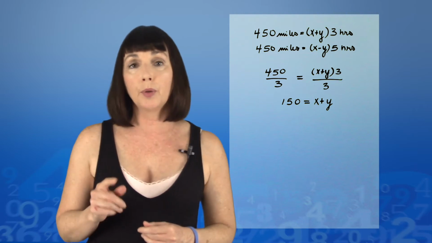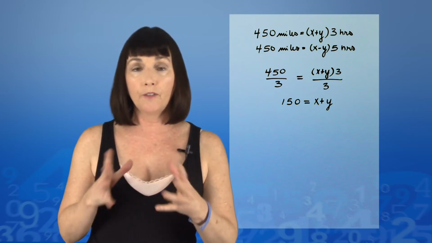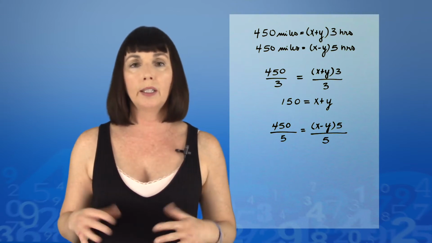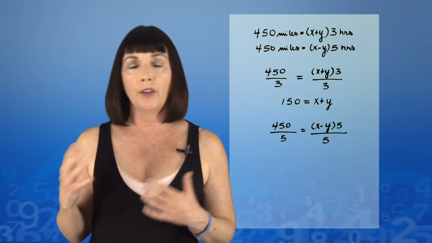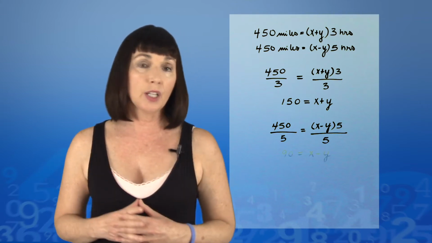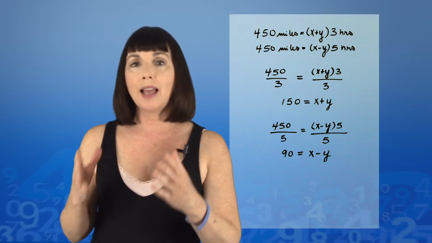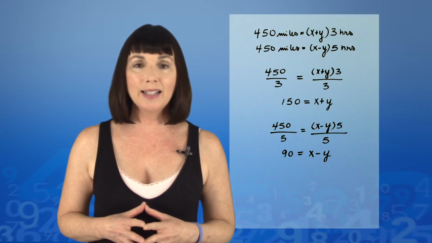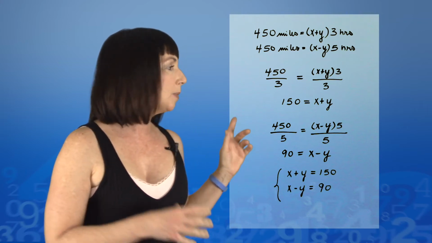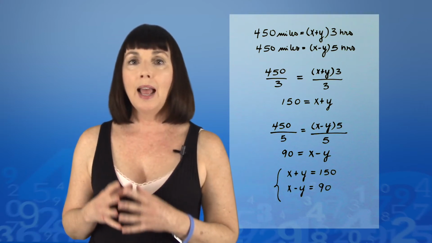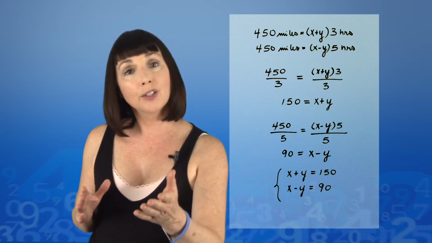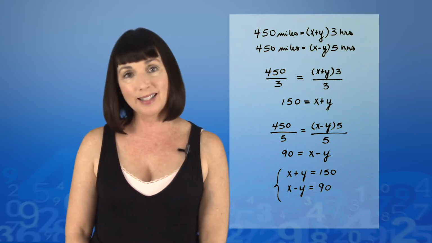And let's divide both sides of our second equation by 5. So we have 450 divided by 5 equals quantity x minus y times 5 divided by 5, and that leaves us with 90 equals x minus y. Okay, now we have a system of equations. We have x plus y equals 150 and x minus y equals 90. So now we can solve this system of linear equations.